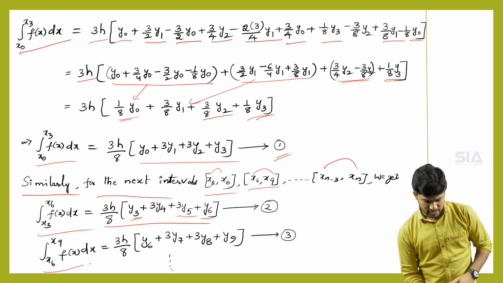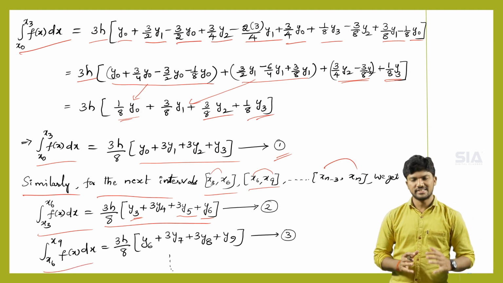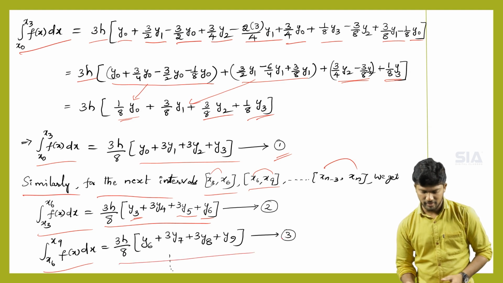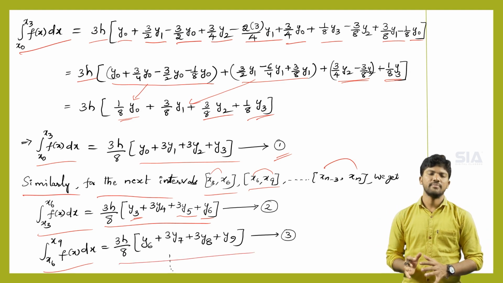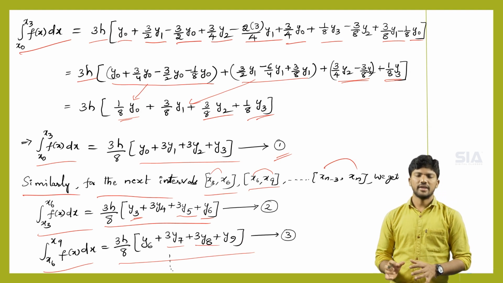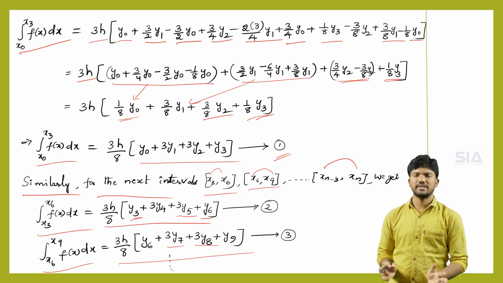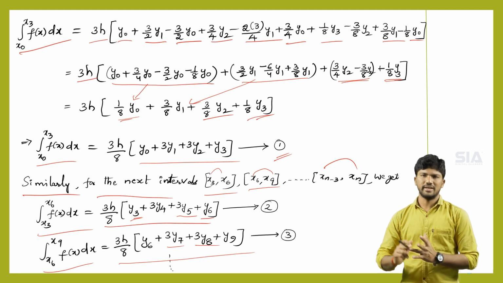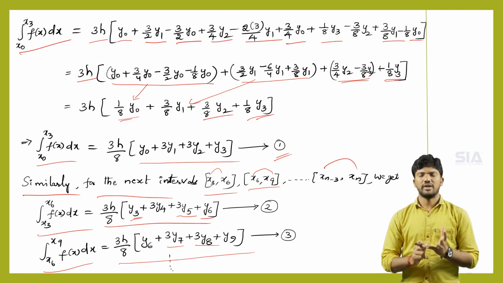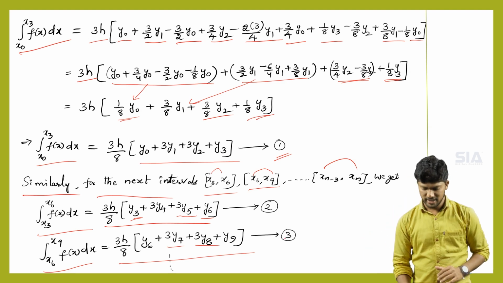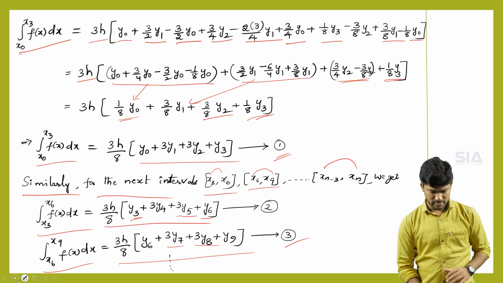Now in the next subinterval, integration over x suffix 6 to x suffix 9 f of x dx is equal to, similarly by equation number 2, 3h by 8 into y suffix 6 plus 3y7, 3y8 and y9. So all values are coming in increasing order only: y0 y1 y2 y3, next y3 y4 y5 y6, next y6 y7 y8 y9. These all values are coming in the increasing order only. So that is taken as equation number 3.